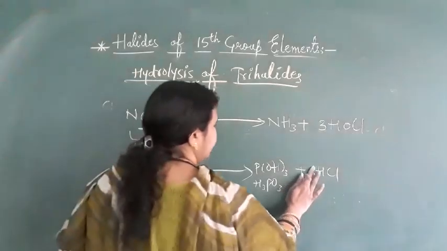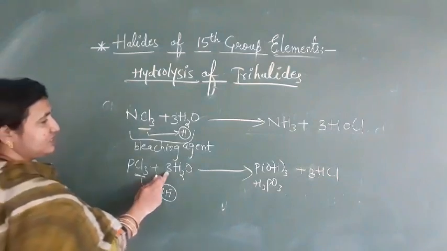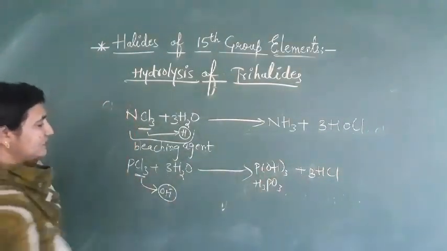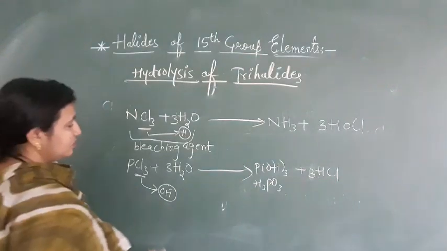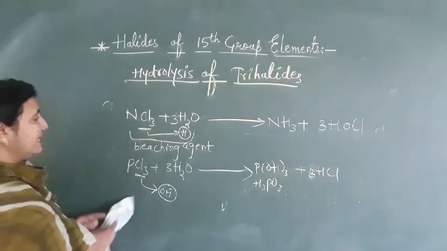Or rather 3 HCl, for one PCl3. Now correct it: 3 times 2 is 6. Yes. So here we are getting phosphorus acid from hydrolysis of this halide.